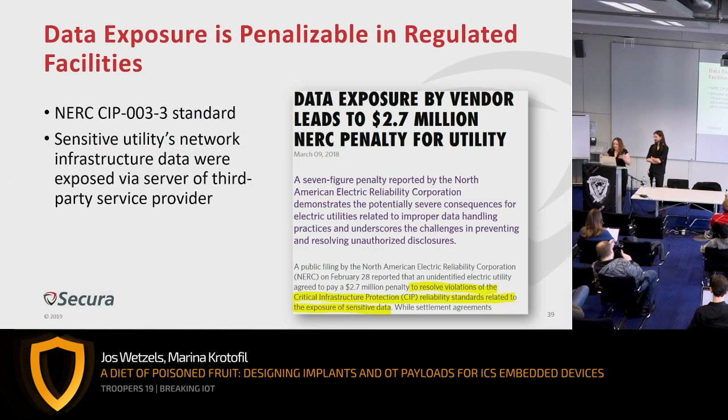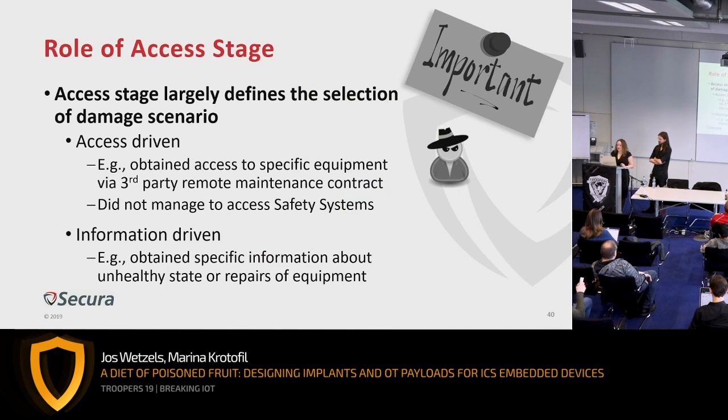And also, basically, the USA has now started penalizing companies if their information is somewhere sitting on the internet. One of the utilities in the USA was made to pay 2.7 million because their subcontractor put their proprietary networking information on an open server on the internet. So that's the big problem. And this is how the attackers get into their targets.